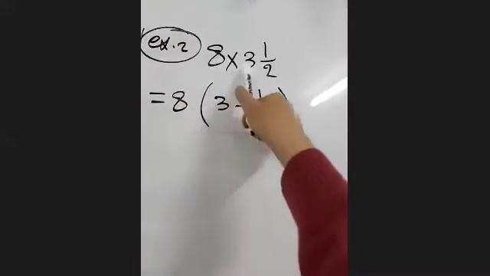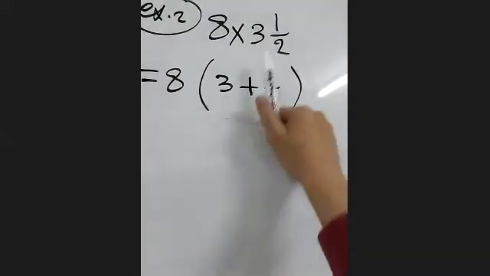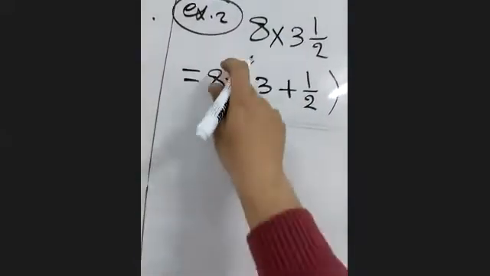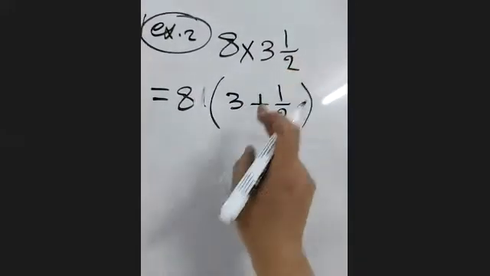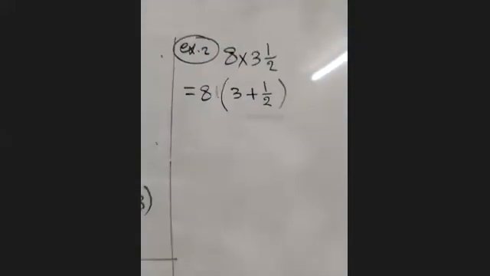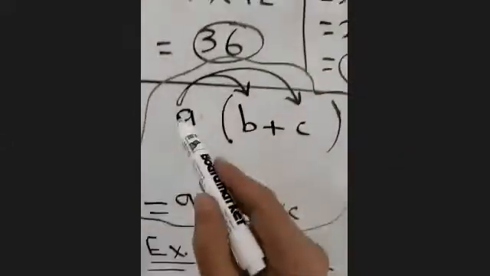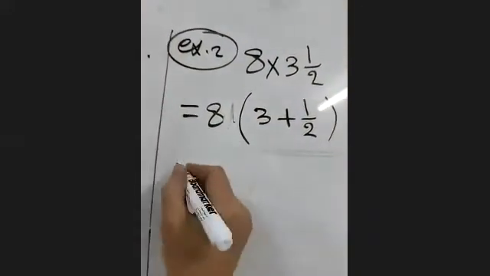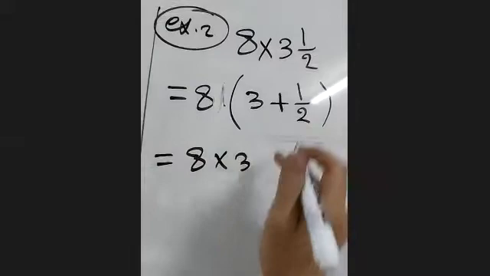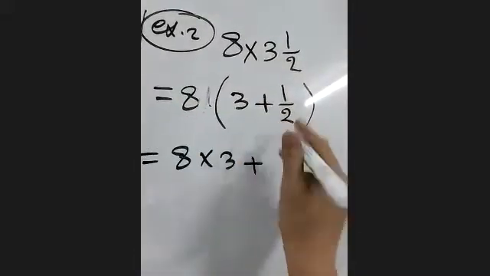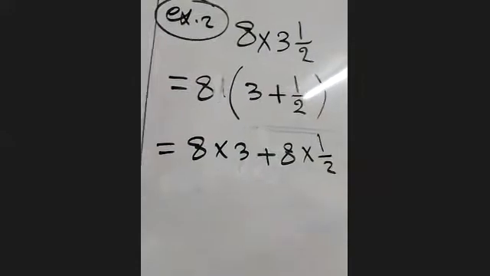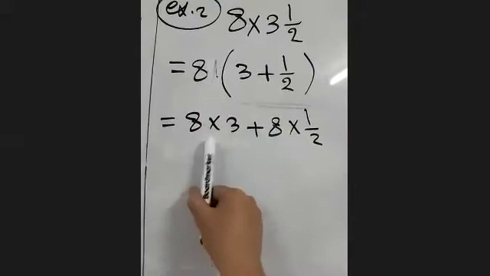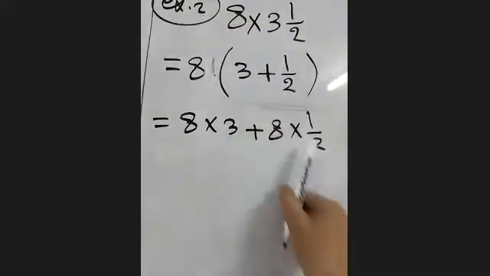Again, 8 multiply 3 and a half. Don't write anything here. If you want to write multiply, it's okay, but no need. 3 and a half, I will make it 3 plus half. Now I will apply my distributive property. 8 multiply 3, plus comes down 8 multiply half, like this. 8 multiply 3 plus 8 multiply half.